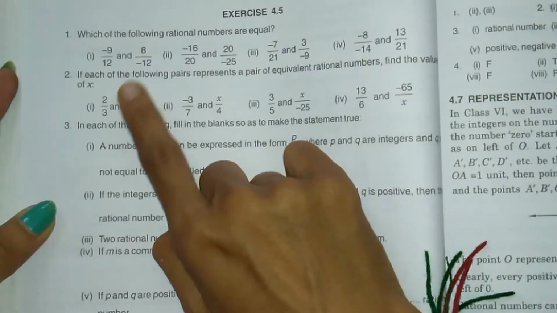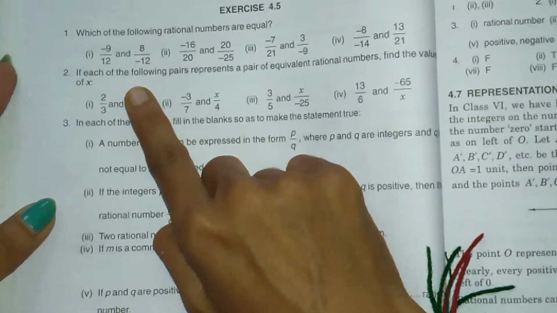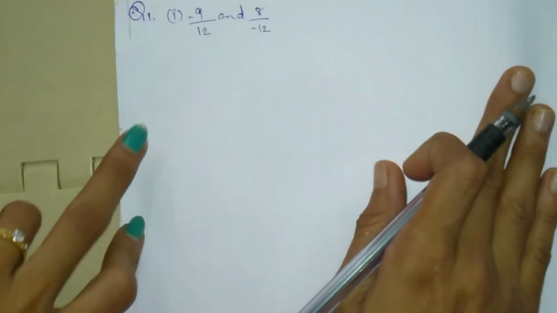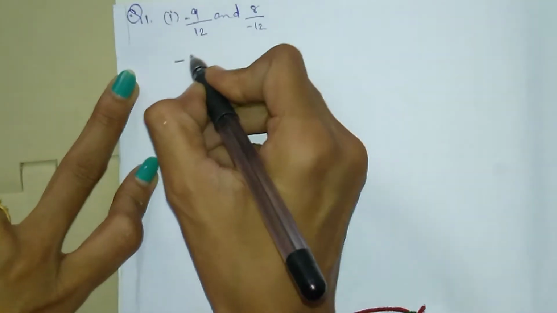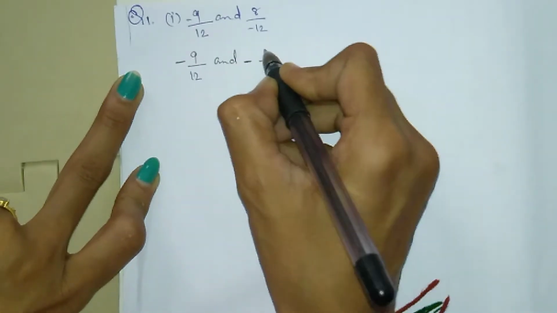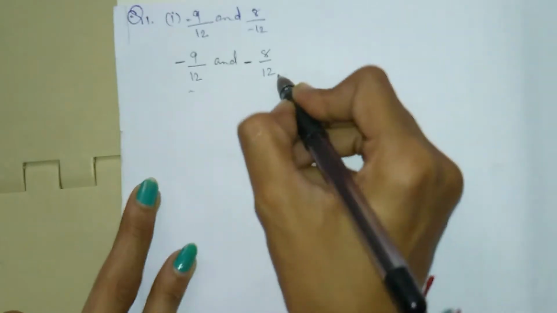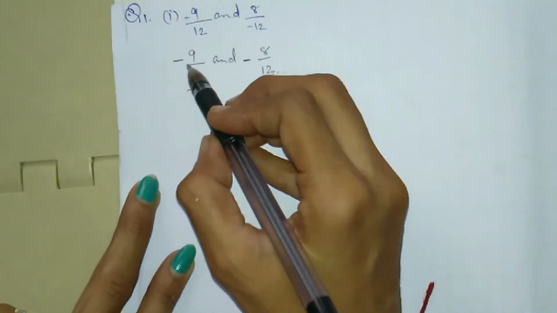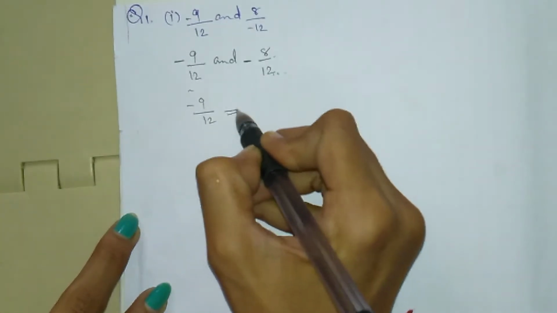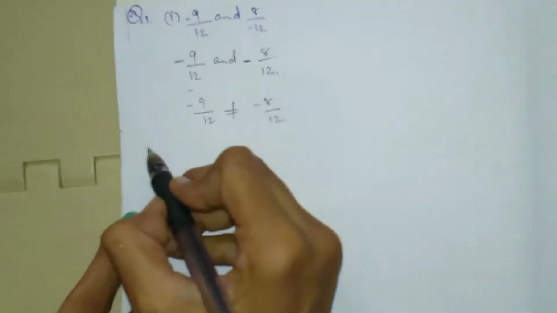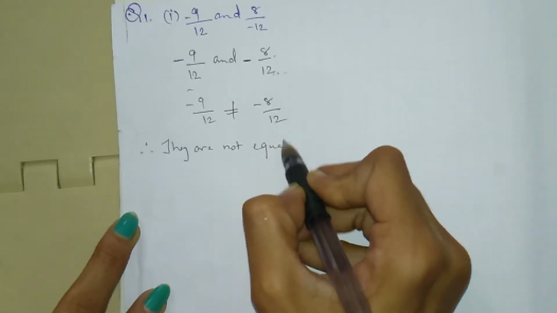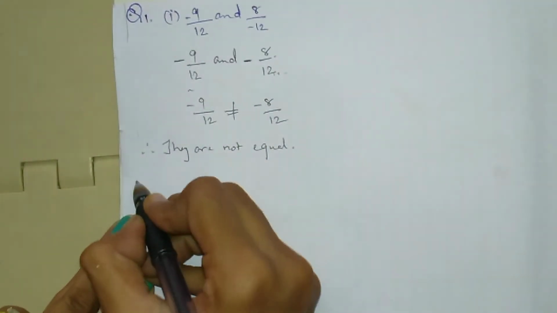First one: minus 9 upon 12 and 8 upon minus 12. Here the first question is minus 9 upon 12 and 8 upon minus 12. Okay, so here minus 9 upon 12, and if I write the minus in the numerator, it is minus 8 upon 12, so the denominators are the same, 12 and 12. Minus 9 and minus 8 are not equal. So minus 9 upon 12 is not equal to minus 8 upon 12. Therefore they are not equal.